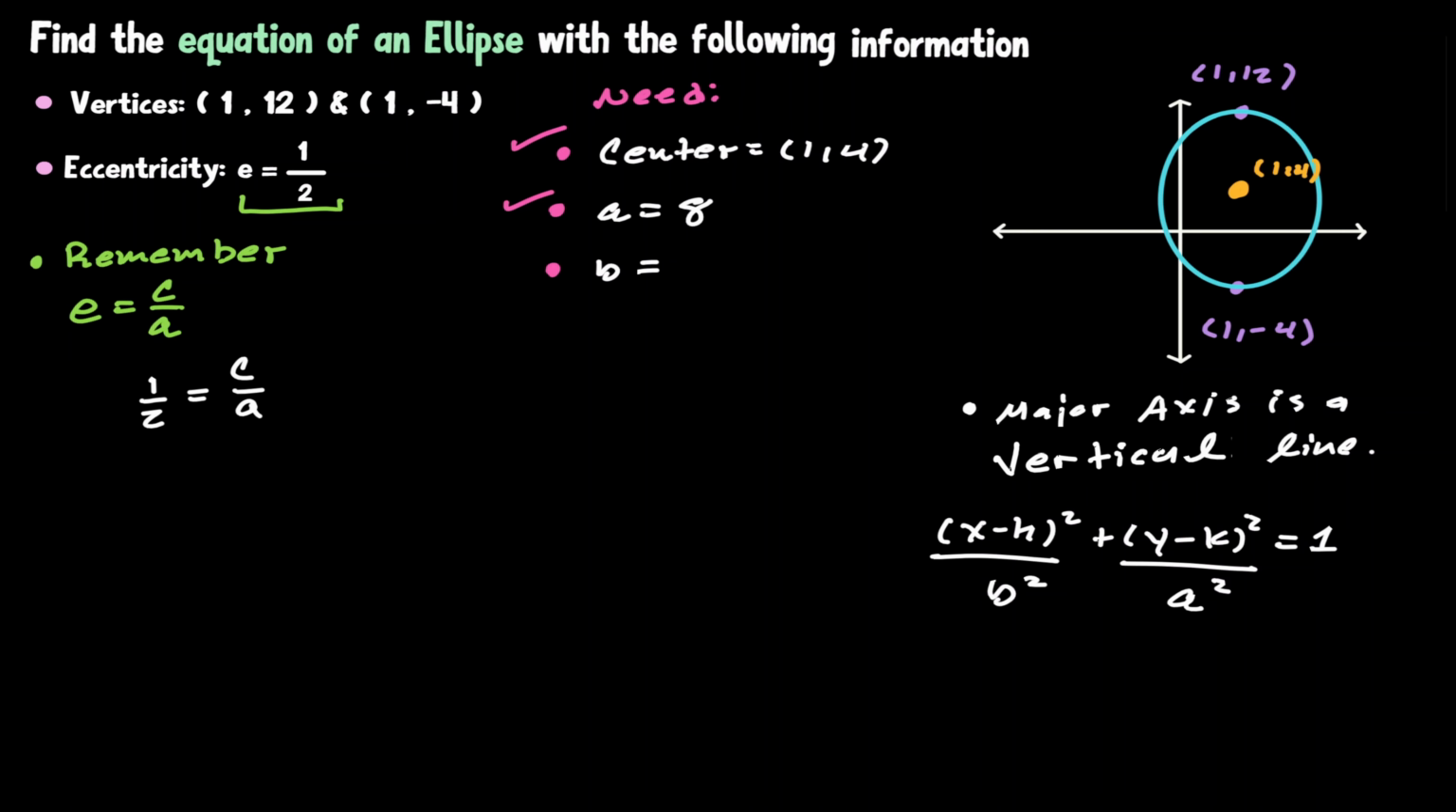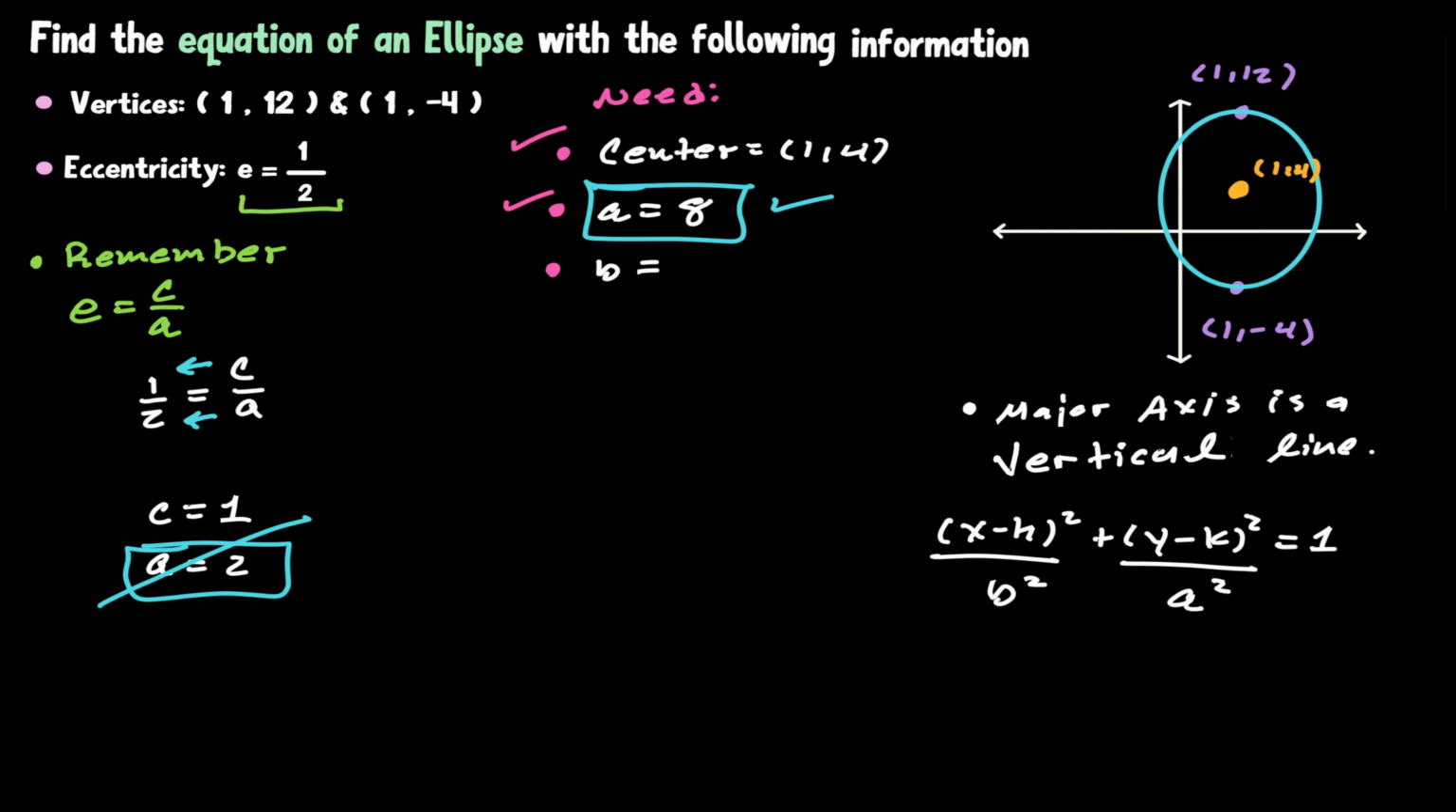Now we have a small equation which we can use to solve for more information on this ellipse. But a common mistake is to have this ratio and say that the numerators are equal to each other and the denominators are equal to each other. But notice that if we do that, we are going to say that c is equivalent to 1 and a is equivalent to 2. And this is a conflict because we already knew that a has to be a value of 8, not a value of 2. So let's not make that mistake.